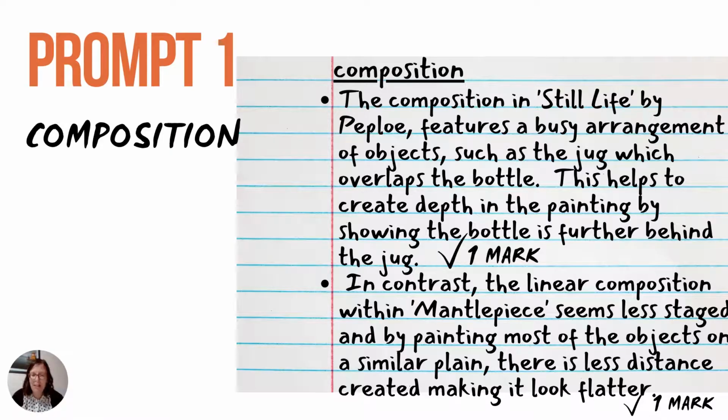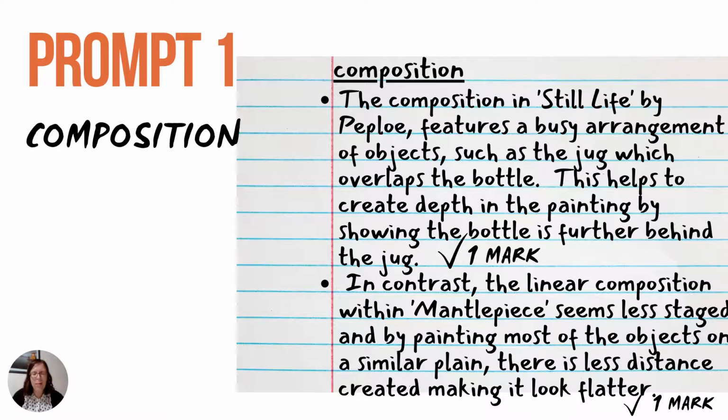The composition in Still Life by Peploe features a busy arrangement of objects. That's my what. That's what I'm talking about. Where, such as the jug which overlaps the bottle. I'm specifically referring to something in the painting which I can see as evidence. This helps to create depth in the painting by showing the bottle is further behind the jug. This is my explanation why the artist has done that. For that point, I would get 1 mark.